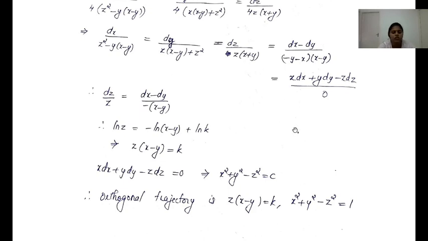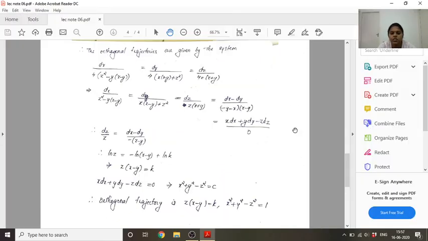Okay. So those are a few examples for finding the orthogonal trajectories for a system of curves lying on a surface. Now I'll give a few questions for you to solve.